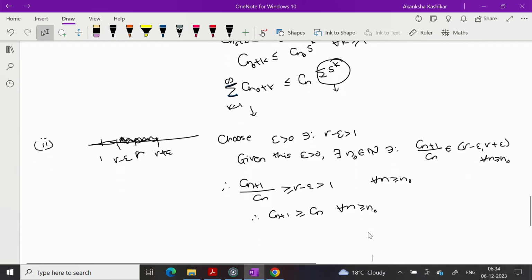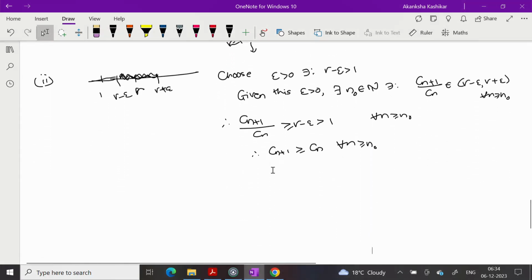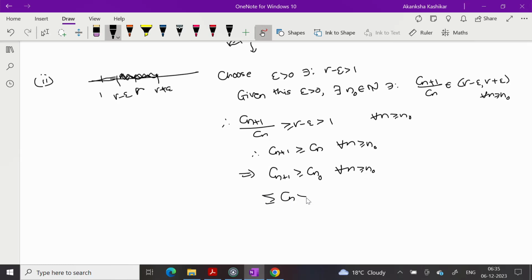Okay, in particular, Cn becomes an increasing sequence after n naught, so this implies Cn plus 1 is greater than or equal to Cn naught for every n greater than or equal to n naught. Therefore, summation Cn is greater than or equal to summation Cn naught, but this is a constant series and hence it is a divergent series. Therefore, by the earlier comparison test, summation Cn also diverges. So if r is greater than 1, then the series diverges.